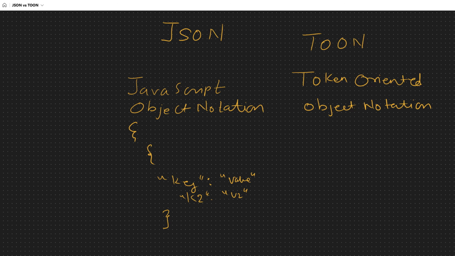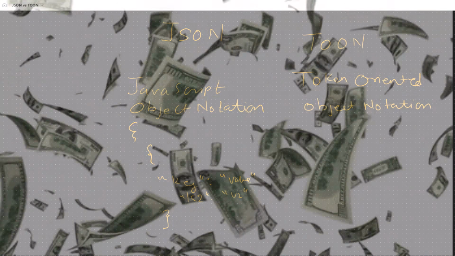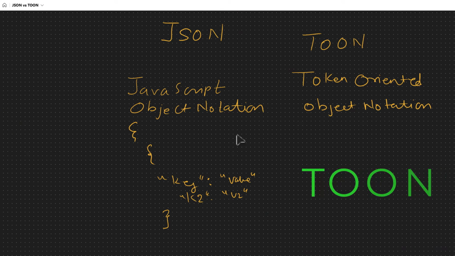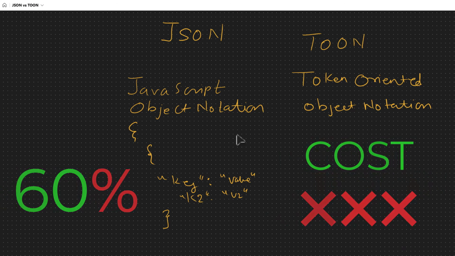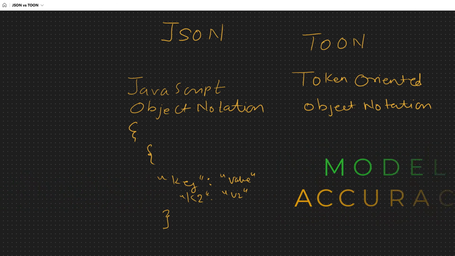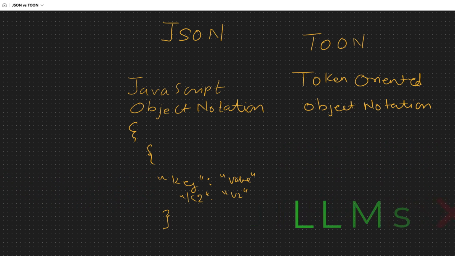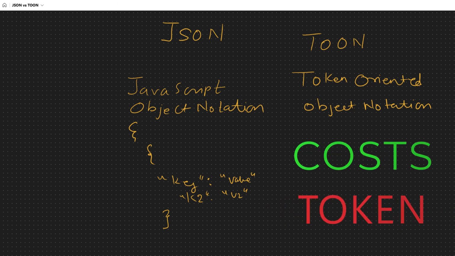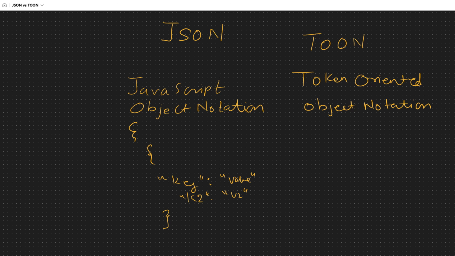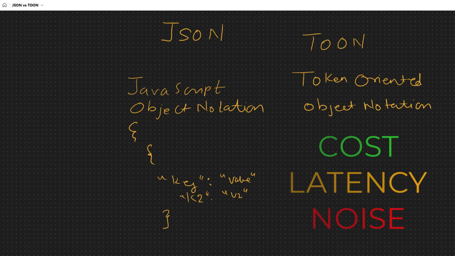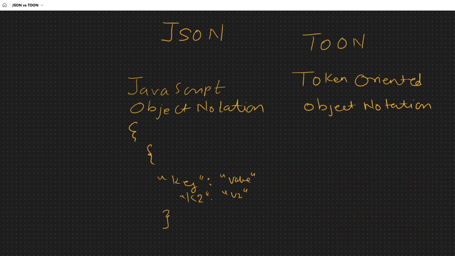Now, if you're sending raw JSON to your LLMs, you are literally burning your money. If you use TOON, that will help you cut your cost by 60% and improve model accuracy. While JSON is great for apps, it was never designed for language models. It's verbose, repetitive, and every key you repeat costs tokens. When you're working with long context windows or RAG systems, those tokens add up to your cost, latency, and noise for the model. And that's where TOON comes into the picture, and it tries to help us with this problem.